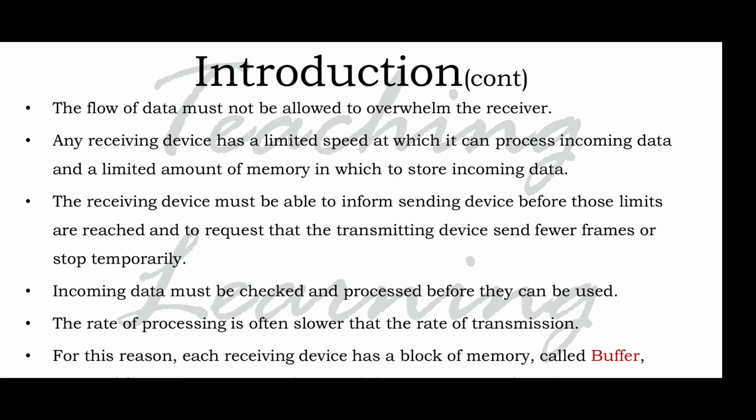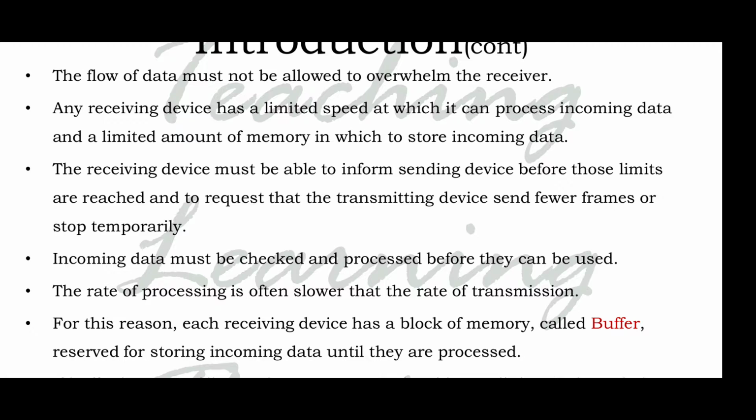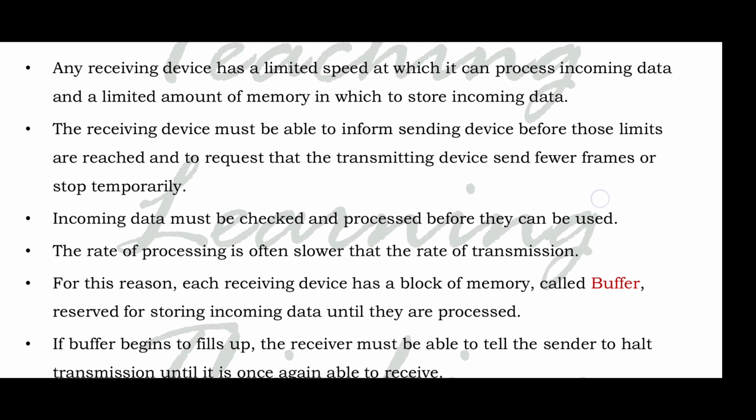Incoming data must be checked and processed before it can be used. The rate of processing is often slower than the rate of transmission, and this is also a problem, because the sender's transmission speed can be high compared to the processing speed of the receiver. For this reason, the receiving device has a block of memory called a buffer, reserved for storing incoming data until it is processed.